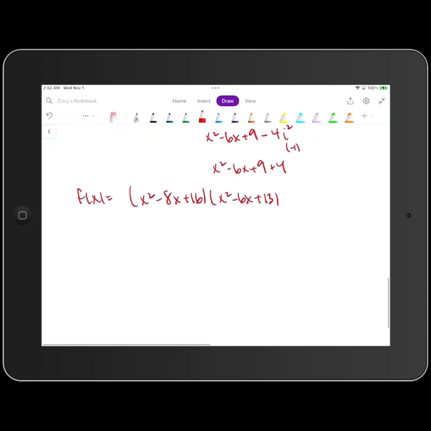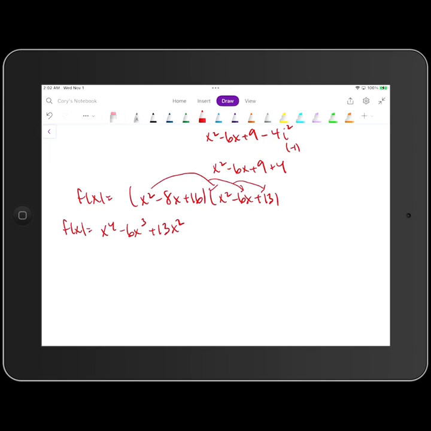Okay, so when we go ahead and distribute, I'm going to take this polynomial here and distribute everything across this polynomial. Okay, I'm not going to draw arrows step by step. We've practiced enough with this where we should have this down by now. So our function f of x, when I distribute x squared across everything, that gives me x to the 4th power minus 6x cubed plus 13x squared.